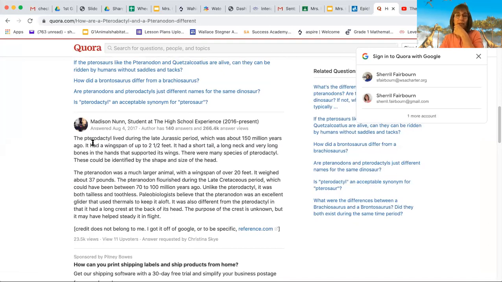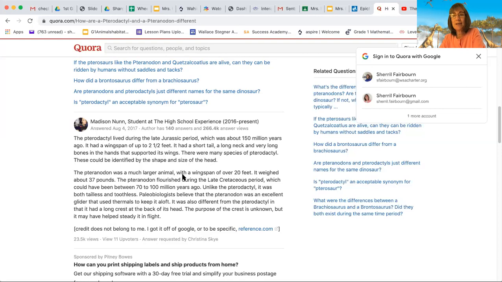They said the pterodactyl lived during the late Jurassic, which was about 150 million years ago. And the pteranodon lived about 70 to 100 million years ago. So the older one is the pterodactyl. Now this one says the pterodactyl has a wingspan of up to 2.5 feet and a short tail. But this one, the pteranodon, is much bigger.